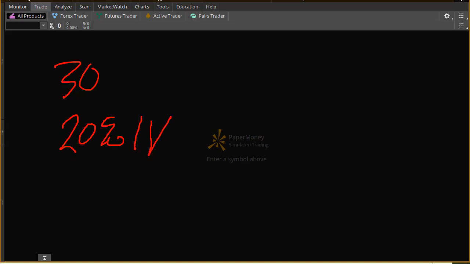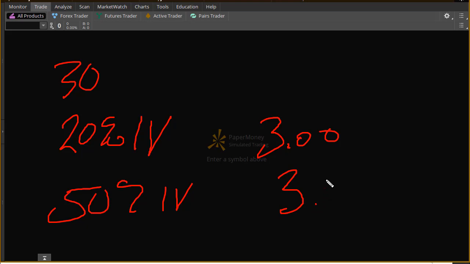IV brings out a premium of an option at $3, and your 50% IV gives you a premium of $3.75. Do you have a greater rate of decay in 30 days? Yes. As long as you're right on timing and direction.